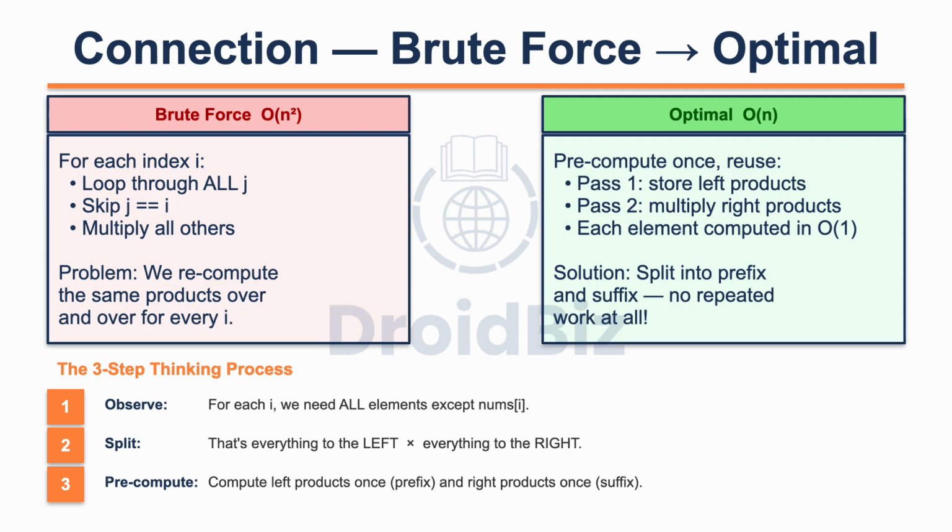The takeaway here is powerful. Whenever you notice repeated computation in a brute force approach, think about whether you can precompute and reuse. This pattern shows up in many O(n) optimizations. Let's finish with the comparison table.